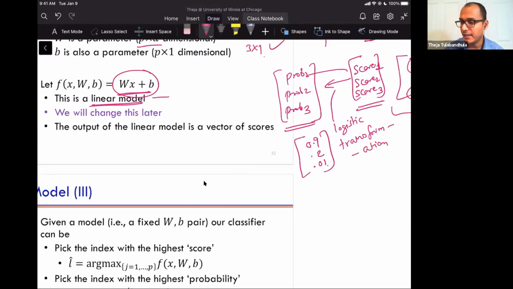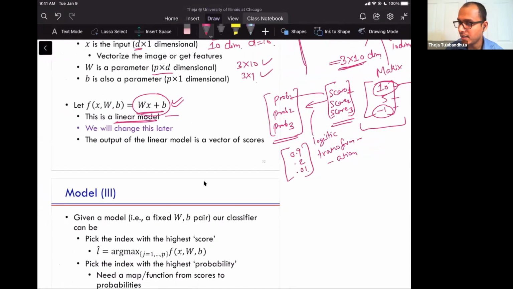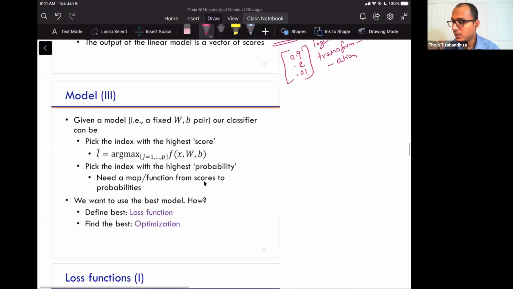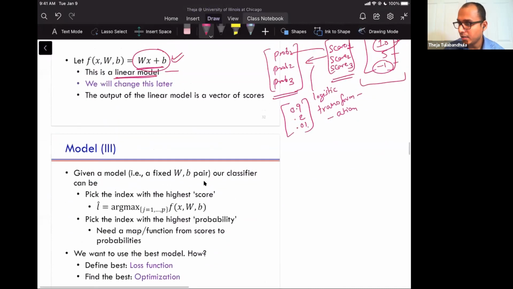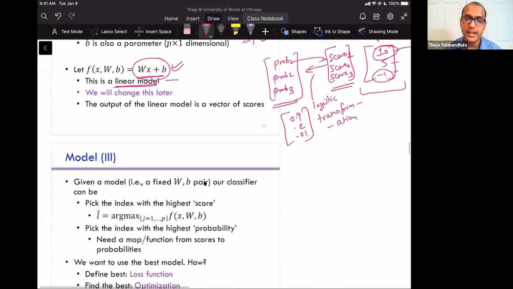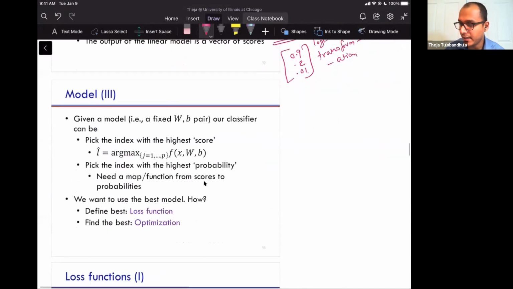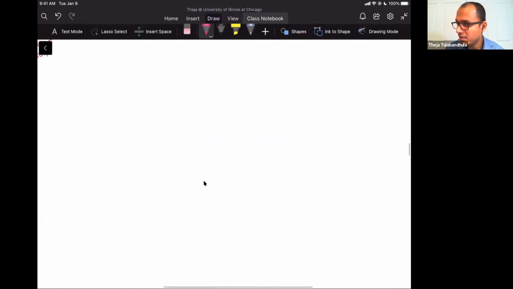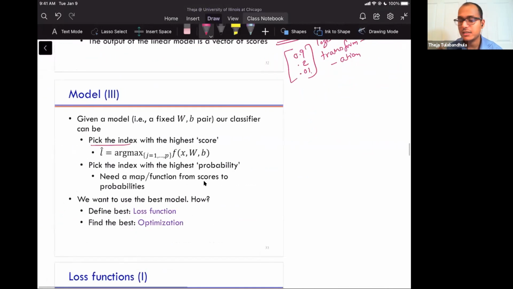So a linear function like this just doesn't make x go crazy. If you had x times x square, or x plus x square plus x cube or something, that's not a linear function. So that's an example of a model. Now, what I described earlier, that you would pick the index corresponding to the highest score, is what is described here. Pick the index corresponding to the highest score. That's how you generally classify.